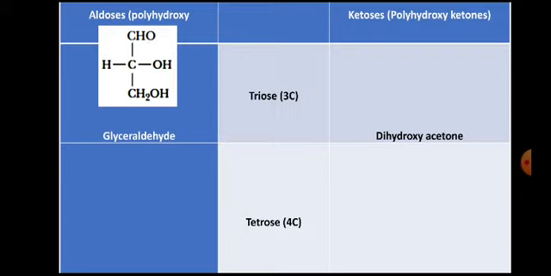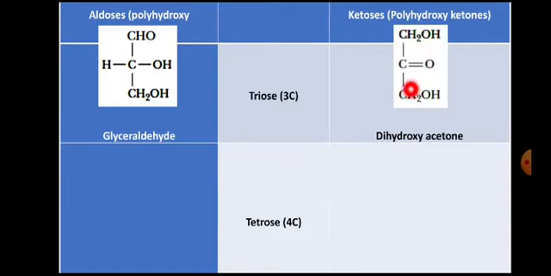Now let us draw the structure of a ketose sugar, that is a triose. It contains 3 carbons. So draw 3 carbons, 1, 2 and 3. It is a ketose one. The example is dihydroxyacetone. This group, that is C double bond O, is a ketone group, and this carbon will be CH2OH, and the other CH2OH. This is how we can draw the structure of this triose ketose sugar.